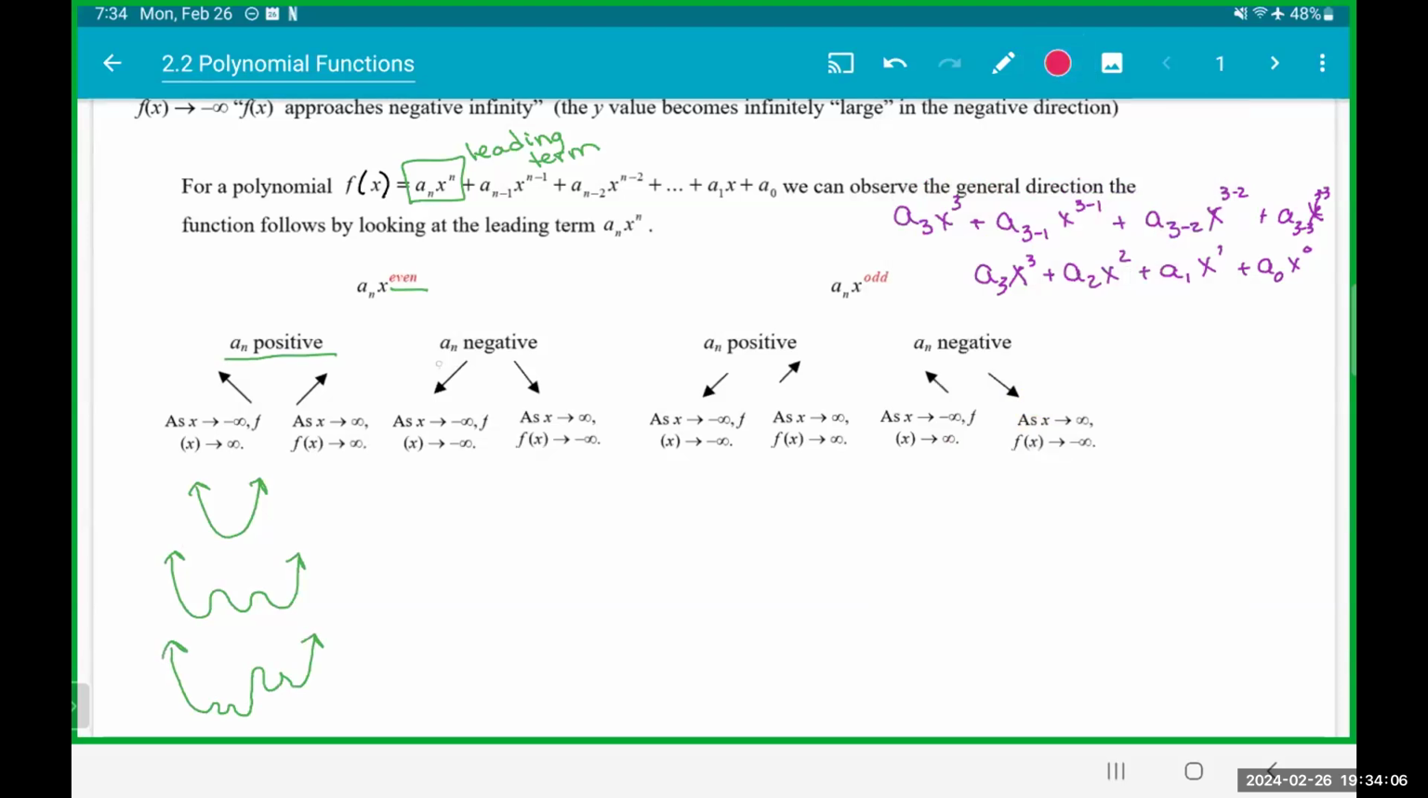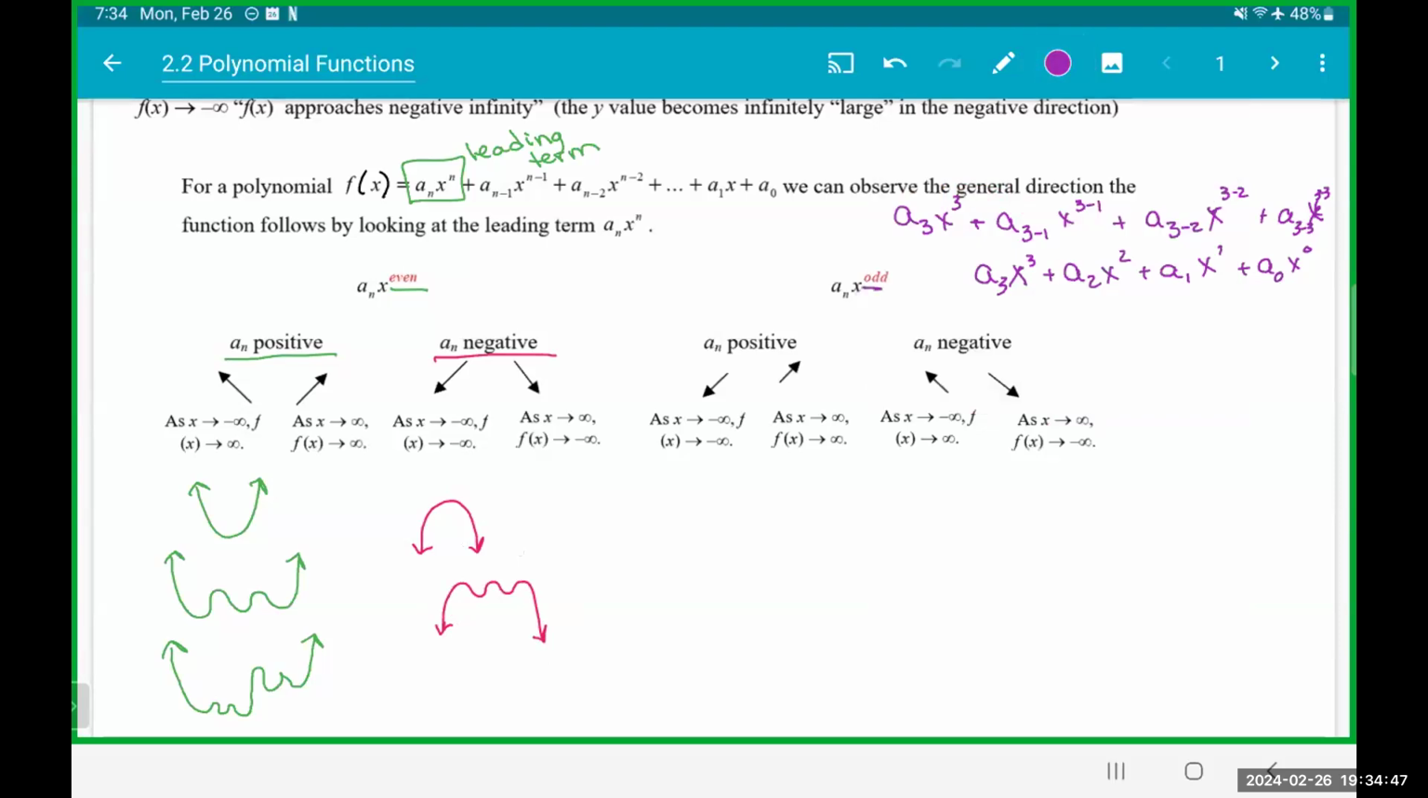Similarly, if our a_n is negative, so let's say that had been negative 2x cubed or x squared or whatever, that means both of our arrows are going to be down. And again, just like the previous example, it could be any number of hump changes, but at the end of the day, this end and this end both must be in the downward direction. Okay.